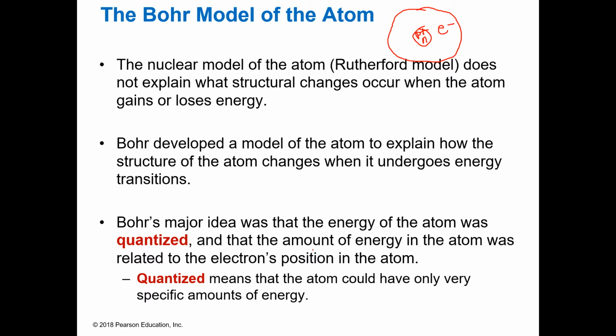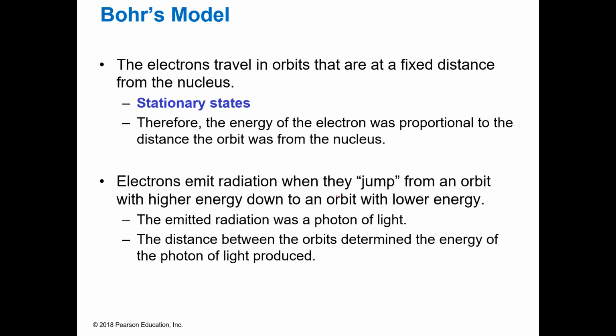Bohr's idea was that the energy of an atom was quantized, and that is, the amount of energy in the atom is related to the electron's position in the atom. It's kind of where that quantum word comes from. So it means that the atom can only have very specific amounts of energy, and that's going to be true for individual types of atoms. We'll talk about that more in a minute.